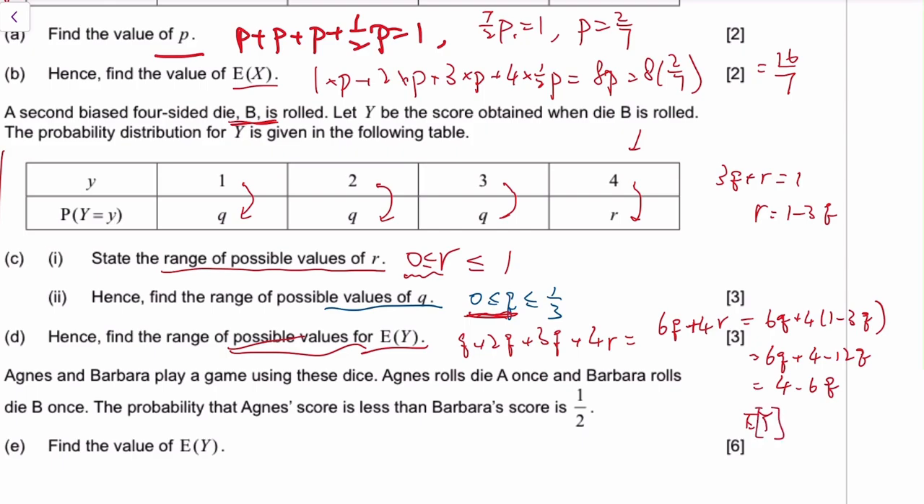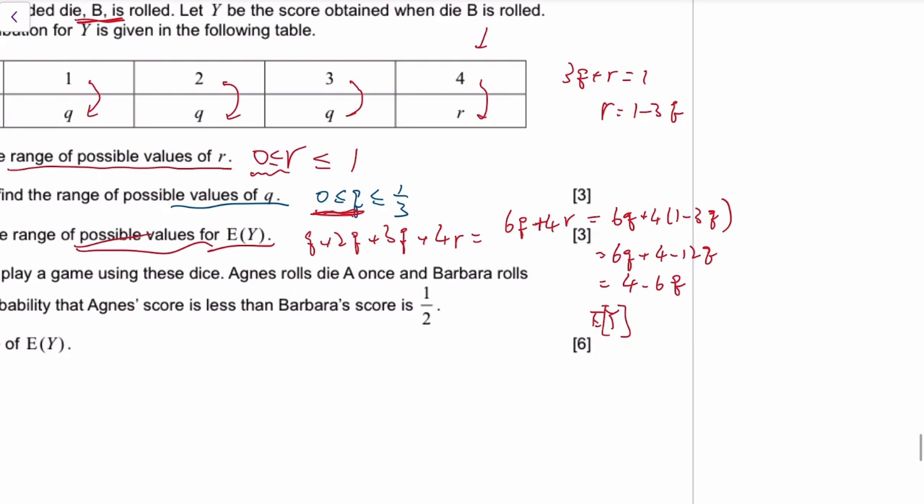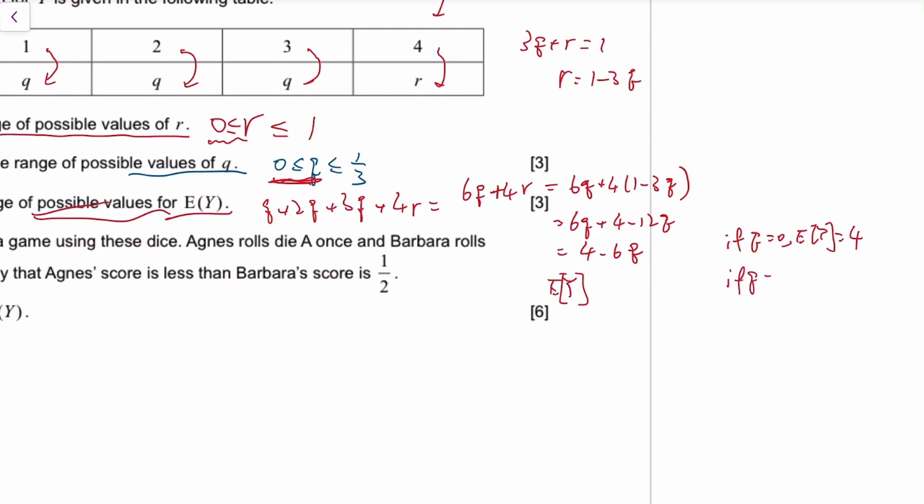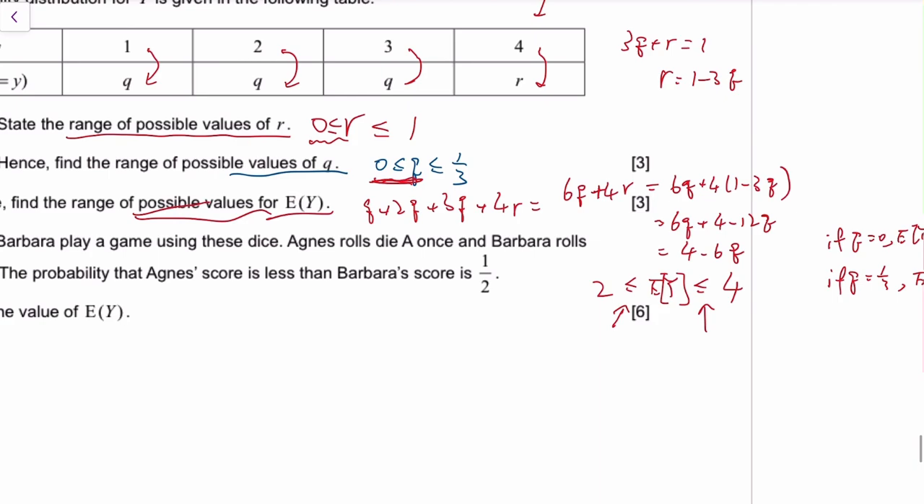Okay, now the smallest value of Q is 0, so if Q is 0, the expectation would be 4. So let me do this here. If Q is 0, the expected value is 4. But if Q is a third, then the expected value is 2, right? So that should give the upper bound and lower bound. Again, due to my view of not having equal, I also did not write equal for the expected value in my original solution, which would again make me lose a mark.